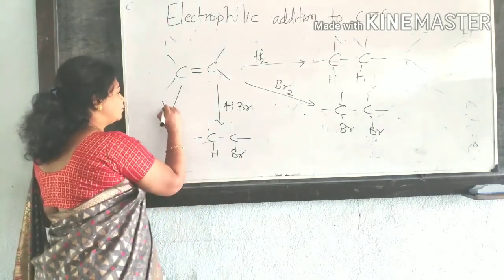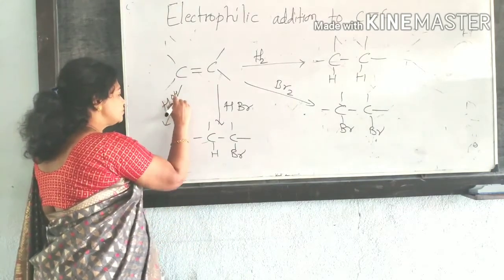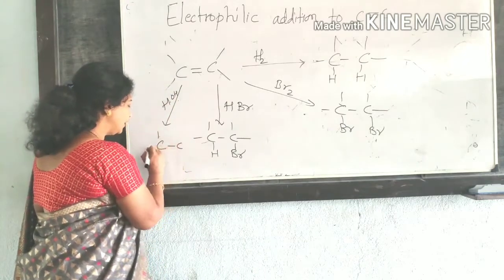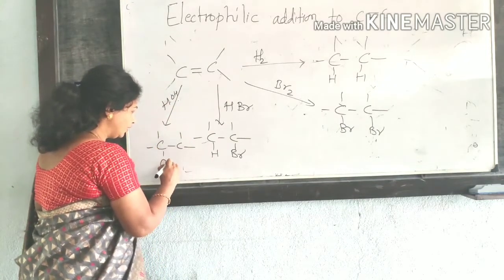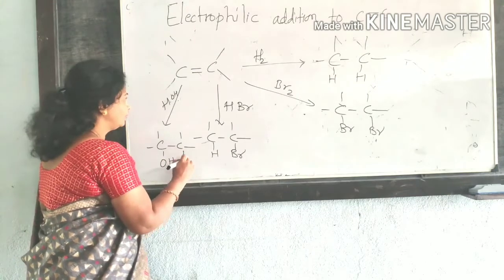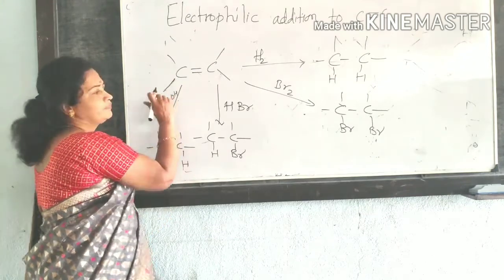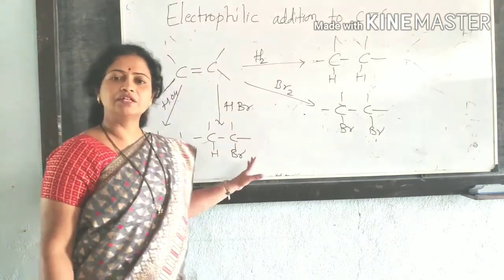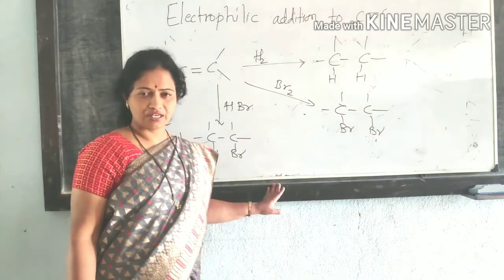If we add water across this double bond, then we get alcohol, and thus these are some examples of electrophilic addition reactions.